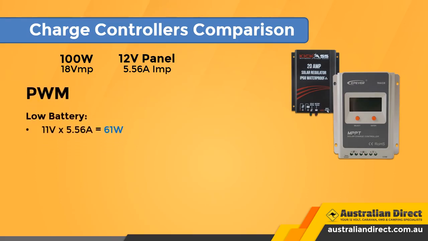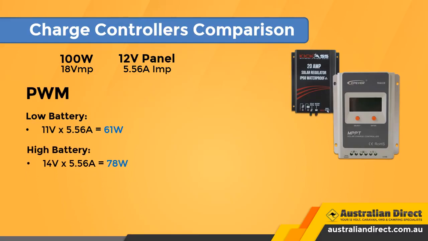With PWM, when the battery voltage is low, say 11 volts, when the charge controller connects the panel's output to the battery, the solar panel's output is pulled from 18 volts down to 11 volts. With the maximum power current of 5.56 amps, the charge controller's output into the battery is 11 volts times 5.56 amps, which equals 61 watts.